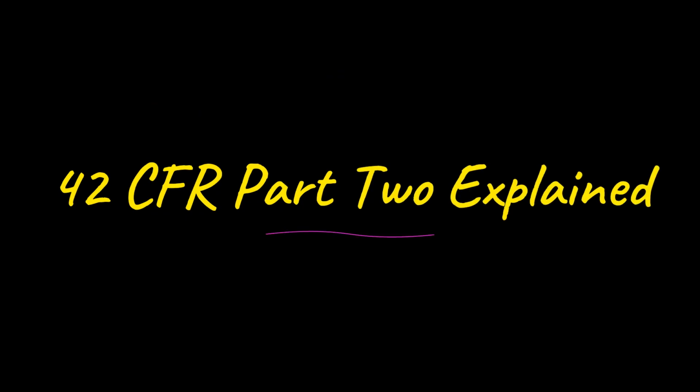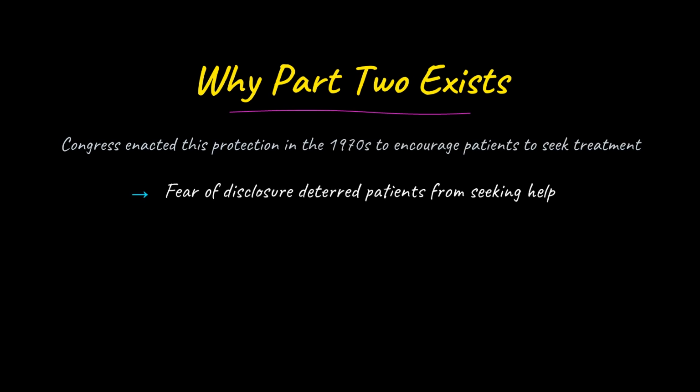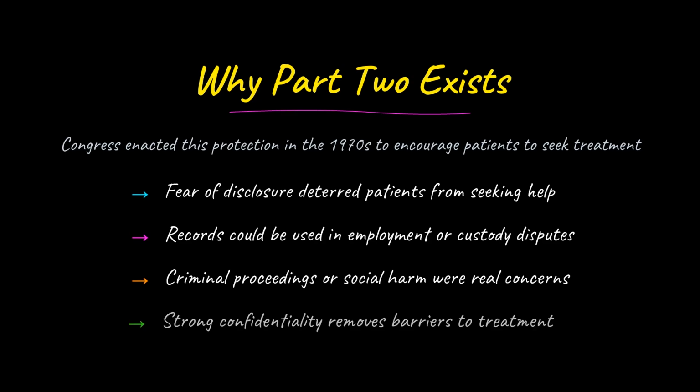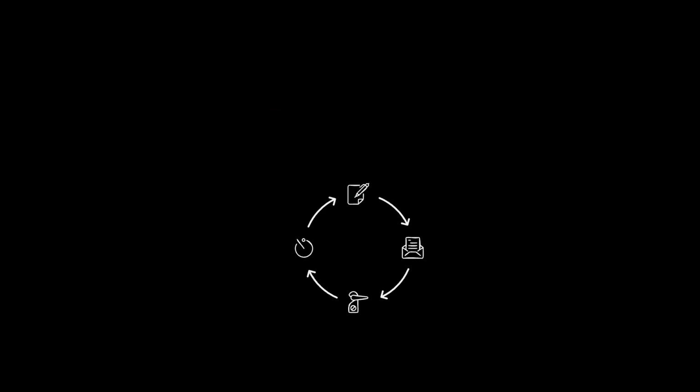Beyond HIPAA, a separate federal regulation called 42 CFR Part 2 creates heightened confidentiality protection specifically for substance use disorder treatment records. Understanding why this rule exists and how it works is essential for any healthcare compliance exam. Congress created the underlying statute because fear of disclosure was actively preventing people from seeking substance use treatment. Patients worried their records could surface in employment decisions, custody battles, or even criminal proceedings. The law removes that deterrent by guaranteeing much stronger confidentiality than HIPAA alone provides.